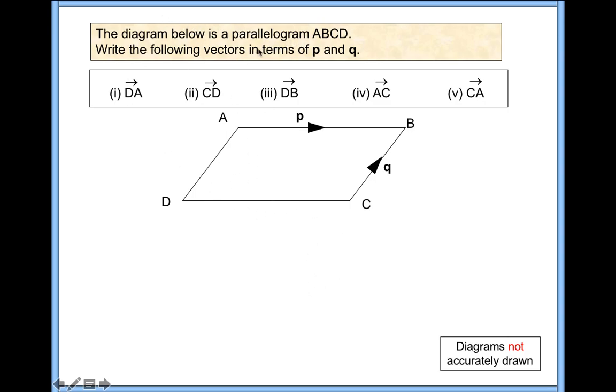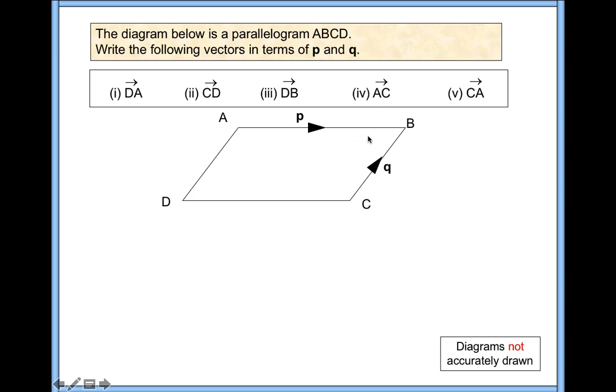Okay, write the following vectors in terms of P and Q. And hope students, all of you revised the properties of parallelogram which we discussed in detail in the last video. Okay, all of you revised, right? Okay, now in the following question, write the following vectors in terms of P and Q.